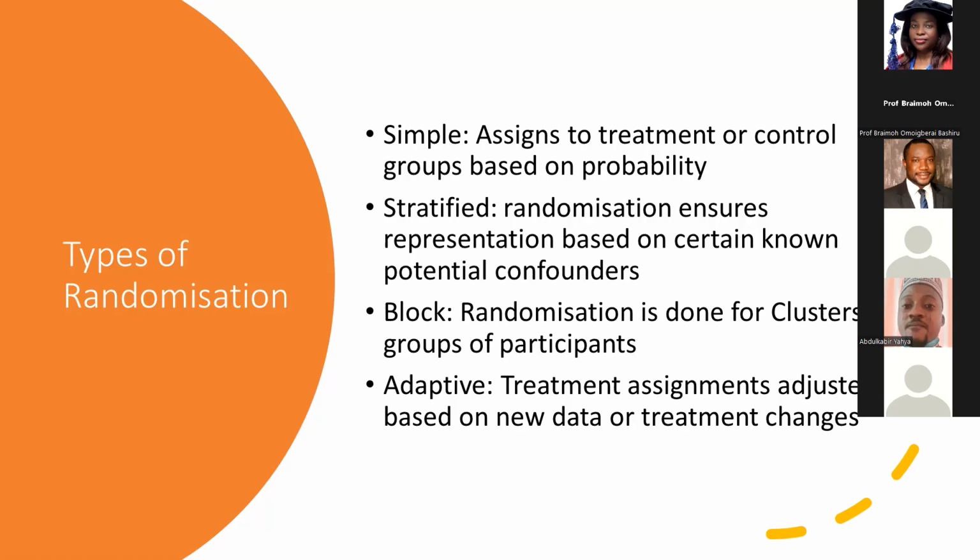You can have a simple randomization. With a simple randomization, you are assigning individuals, and I'll correct that before saying in the slides, assigning individuals to treatment or control groups based on probability. So in simple randomization, individuals is the focus. In stratified randomization, you are not just randomizing individuals, you are looking for certain known potential confounders, usually with the background information. For example, age, sex stratification.